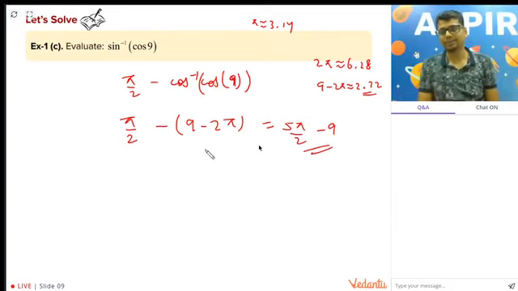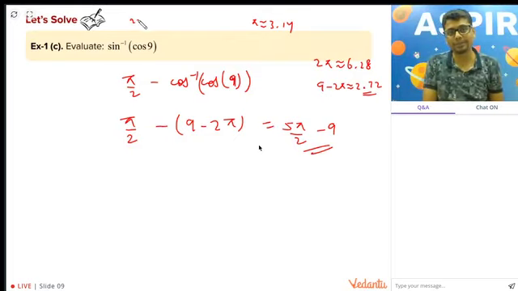So yes, 9 minus 2 pi is right, because I want the answer to be between 0 and pi. So what about the commute? 2 pi minus 9 will be roughly minus 2.72.